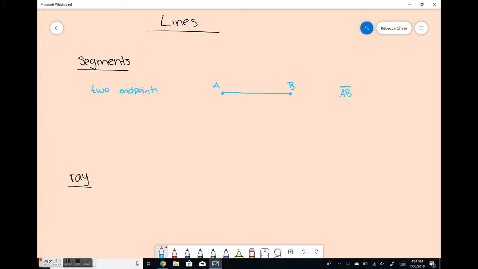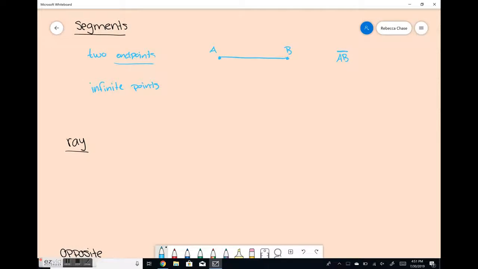Now in between A and B, it still has an infinite amount of points. Don't get confused and think there are only 2 points on this line. No, there's an infinite amount. There are just 2 endpoints. Endpoints are a specific part there, and that's important. A ray is going to be similar. When we look at a ray, it looks like this.